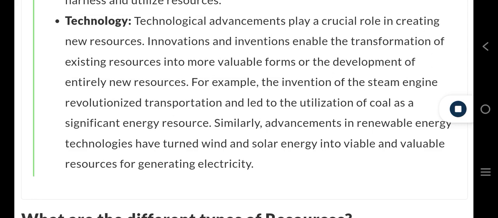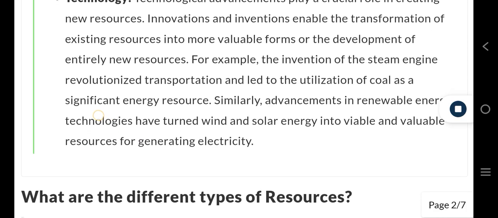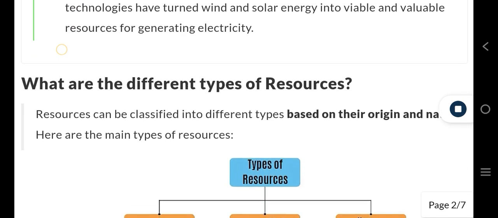For example, the invention of the steam engine revolutionized transportation and led to the utilization of coal as a significant energy resource. Similarly, advancements in renewable energy technologies have turned wind and solar energy into viable and valuable resources for generating electricity.